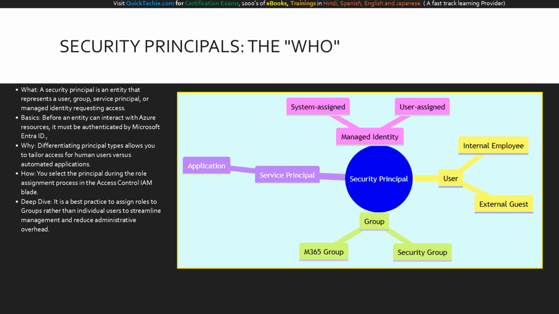This mind map breaks down the different types of security principals available in Microsoft Entra ID. Starting from the center, we branch out to users, which can be internal employees or external B2B guests. Next, we have groups, which bundle users together for easier management. On the application side, we see service principals, which act as identities for your registered applications. Finally, we have managed identities, which can be either system assigned to a specific resource or user assigned as a standalone entity, eliminating the need for developers to manage credentials.